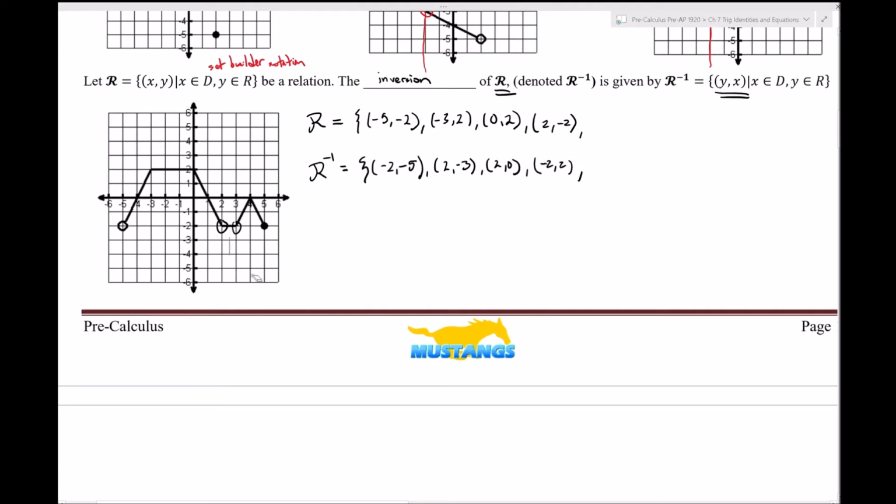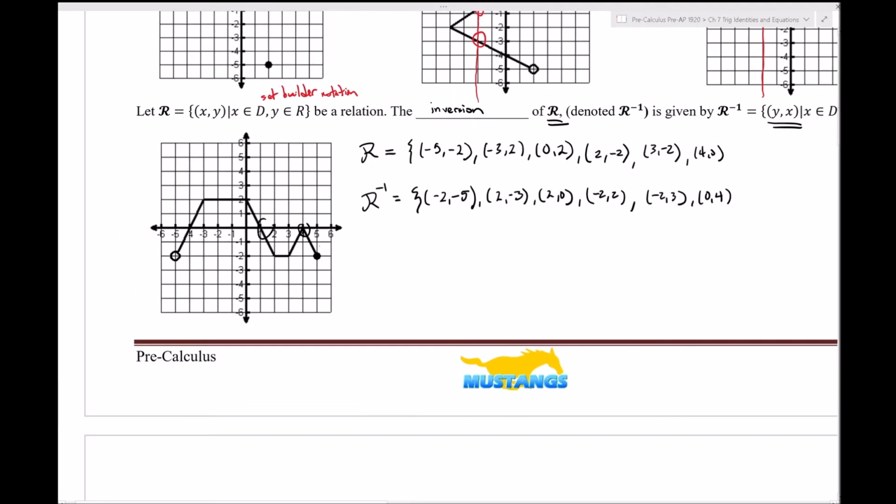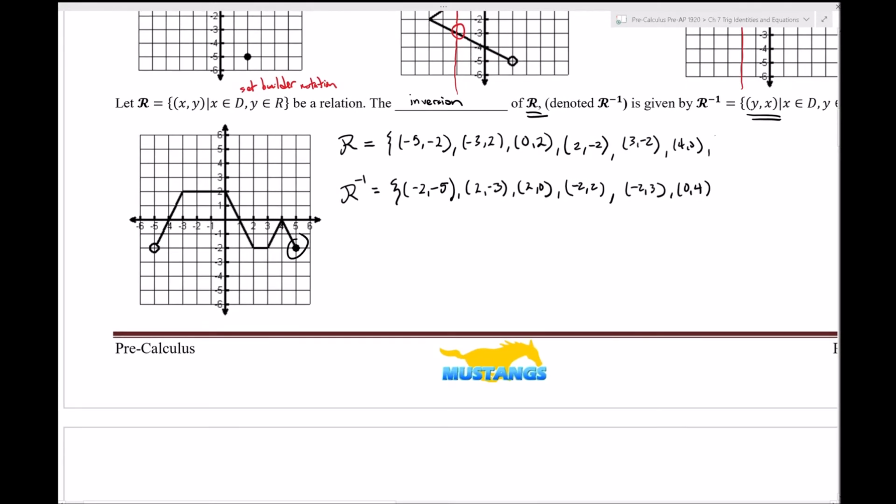I see this other point here at 3, -2. Its inversion, -2, 3. This point, 4, 0. 0, 4 would be on the inversion. This last point here, not there, at 5, -2, should correspond to a point -2, 5 on the inversion R.